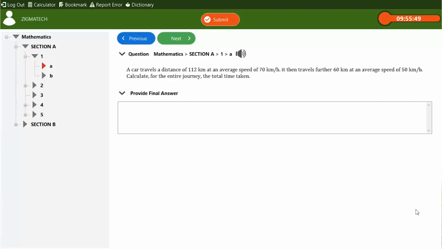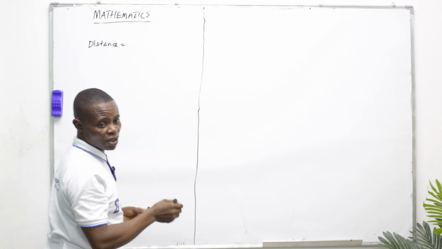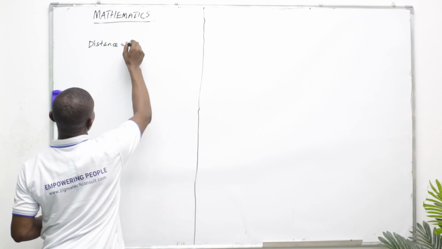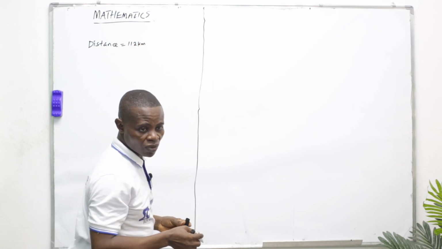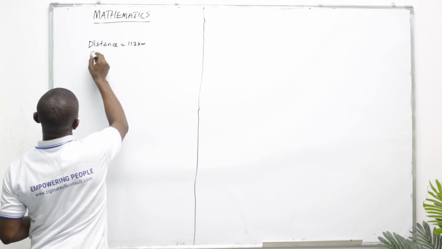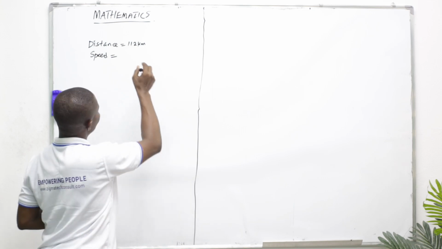Yes, look at this question. What are the parameters given? If you want to solve very well, try to know the parameters given in a question. I have a parameter called distance. Now write distance. Distance equals 112 km. Average speed, that is speed, equals 70 km per hour.